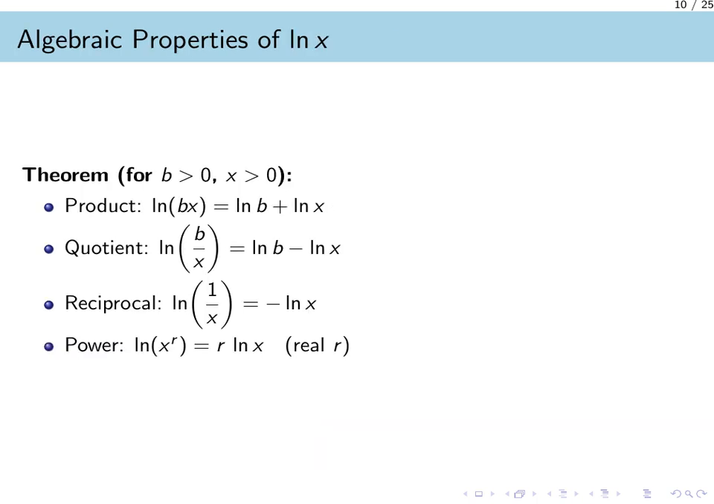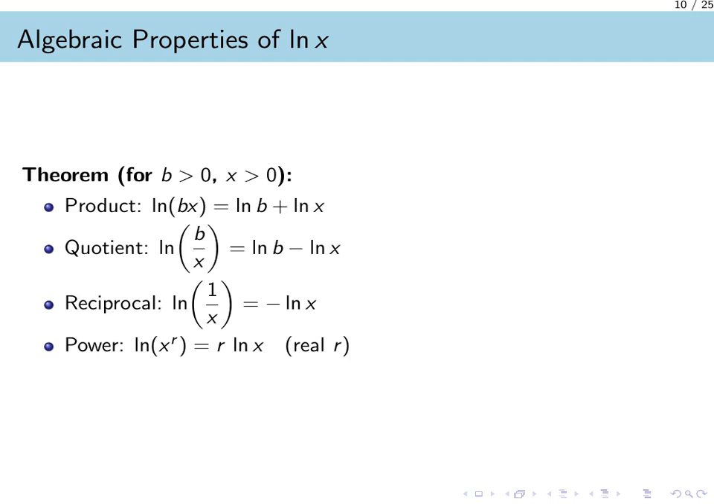Now I will cover the powerful algebraic properties of the natural logarithm, which are essential for simplifying complex expressions. These rules transform difficult operations into much simpler ones. The product rule states that the logarithm of a product, like b times x, is equal to the sum of the individual logarithms, the natural log of b plus the natural log of x. Similarly, the quotient rule converts division inside a logarithm into subtraction, so the natural log of the fraction b over x becomes the natural log of b minus the natural log of x.